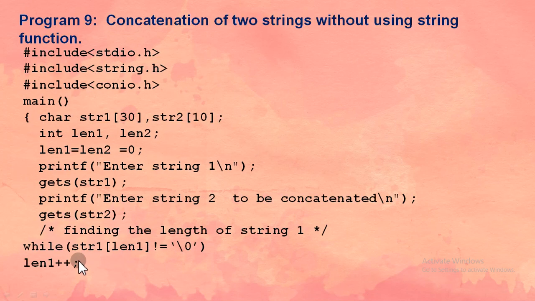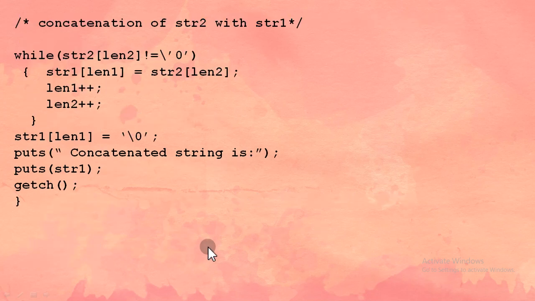Now string 2 of len 2 not equal to the null character, because length 1 we have calculated, and len 2 is set to 0. As long as the null character of string 2 is not reached, go on adding one character by one character to string 1 starting from its len 1. Len 1 is the last position of string 1. So string 1 of len 1, let us say this is 7, string 1 of 7 equals string 2 of 0. Then string 1 of 8 equals string 2 of 1. Like this, one character by one character, string 1 will be filled after len 1 is reached.